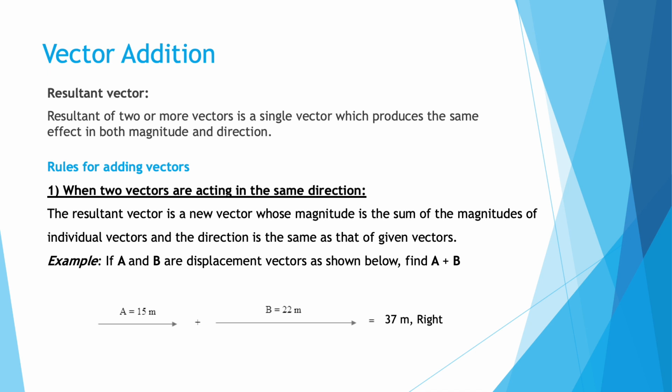If A and B are displacement vectors as shown below, we have to find A plus B. What we have to do is add the magnitude of these two vectors and the direction to be same as that of the individual vector. Here 15 plus 22 is 37 meter and the direction of the resultant vector to be towards the right.